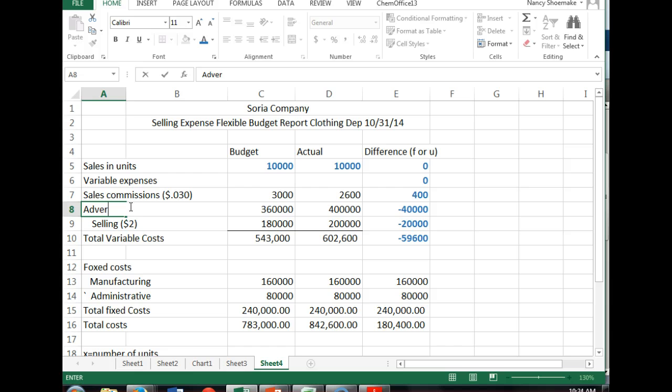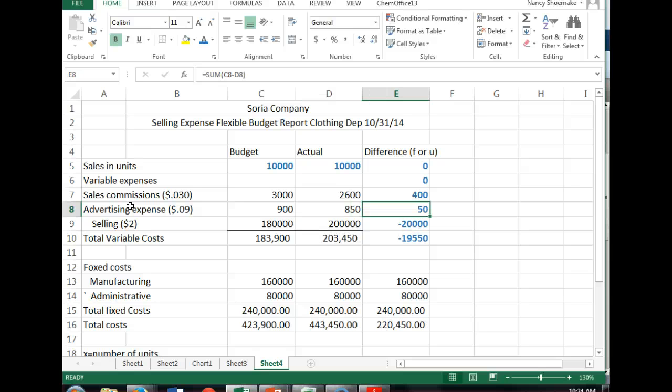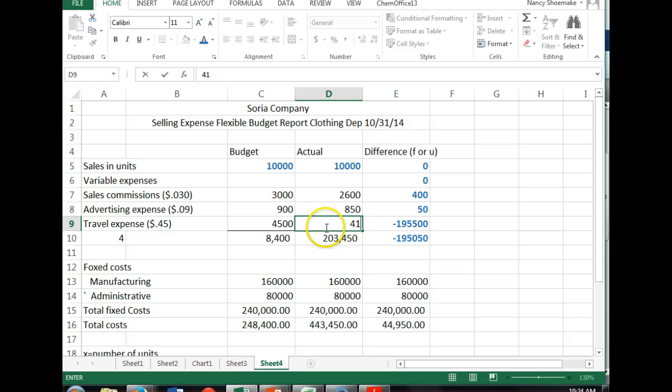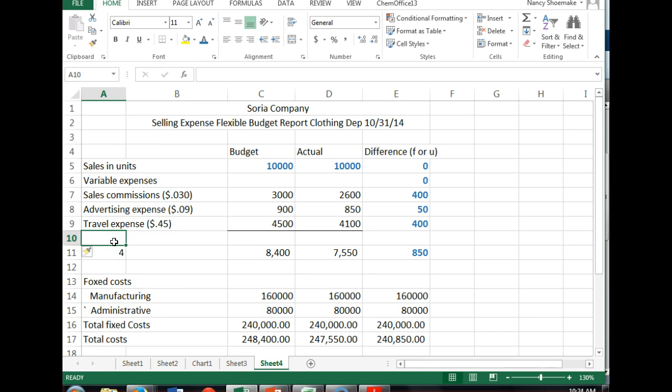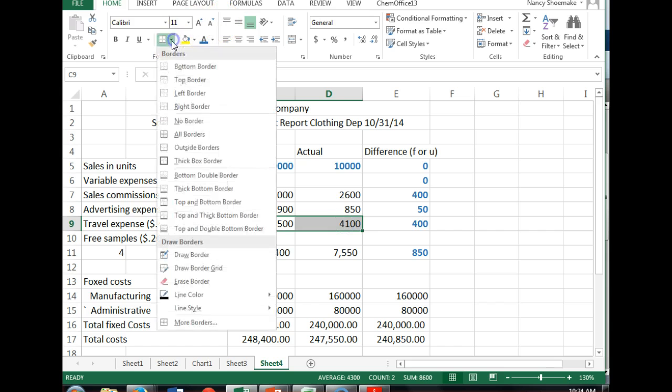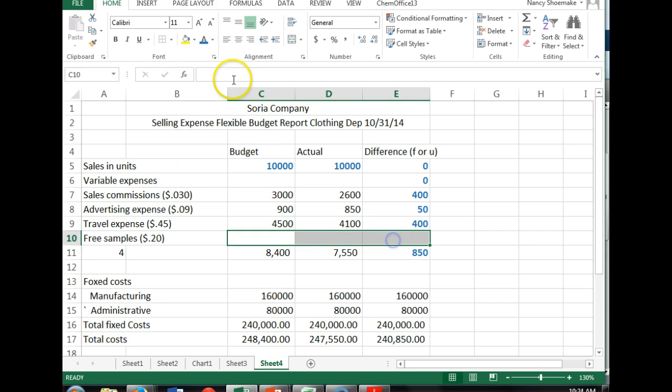Our next is advertising expense of 9 cents a unit. This would be 900 bucks. We actually spent $850, so we've got another favorable. Our travel expense at 45 cents a unit, 4,500, but we actually spent 4,100, so we've got another favorable. How about our free samples? Free samples at 20 cents a unit. So 2,000 bucks, 1,400 bucks, got another favorable.